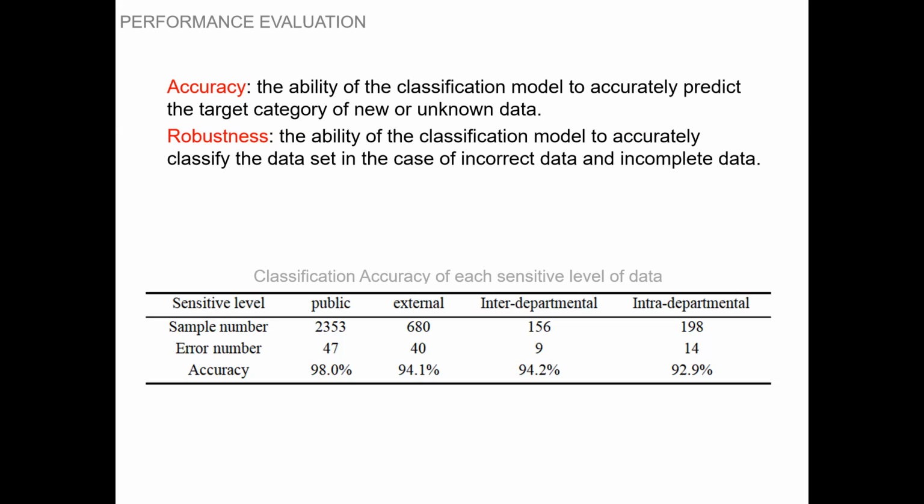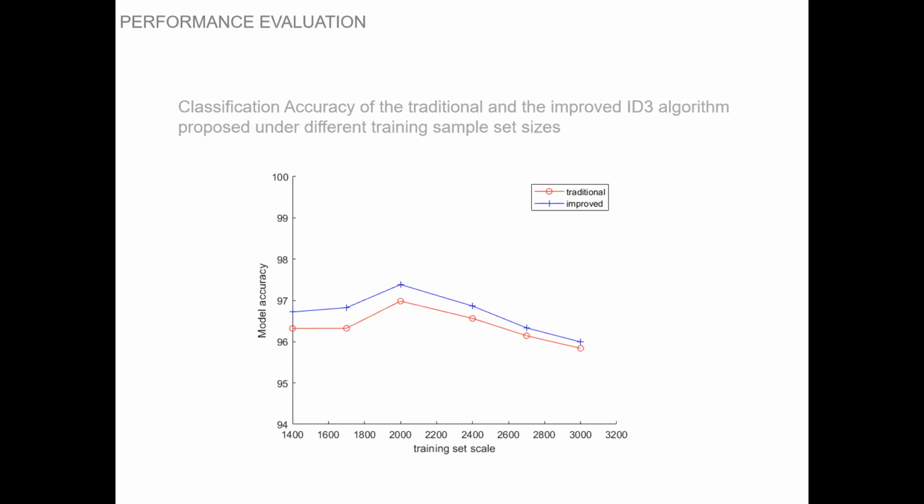The table shows the classification accuracy of each sensitive level of data. As can be seen from the table, the accuracy of the classification results of each sensitive level is very high, which can meet the needs of the industry. The figure shows the classification accuracy of the traditional ID3 algorithm and the improved ID3 algorithm we proposed on different training sample set sizes. As can be seen from the figure, the accuracy of the ID3 decision tree algorithm is improved after attribute weighting.